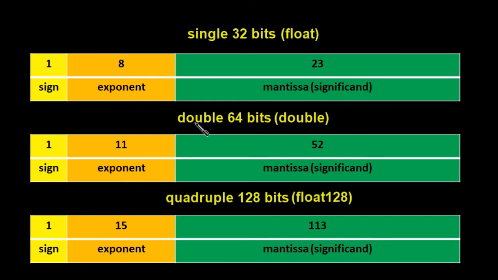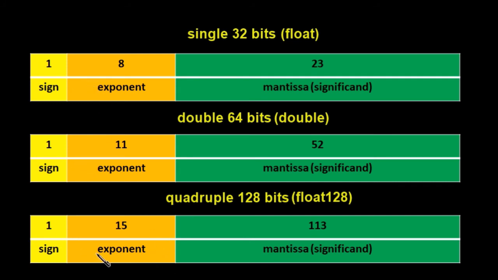Now we also have a double, and a double is 64 bits, and again it's 1 for the sign, 11 for the exponent now, and 52 for the mantissa. There's another one called the quadruple, which is 128 bits, and it's 1 for the sign, 15 for the exponent, and 113 for the mantissa. Now there is another one beyond that as well, but we won't get into that, we'll just stick with these three.